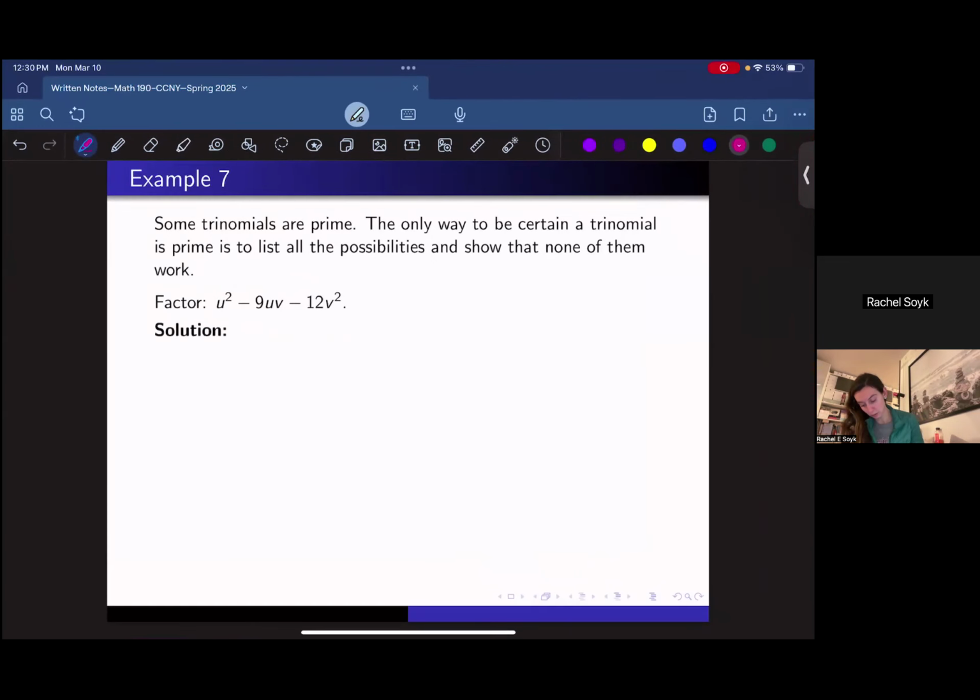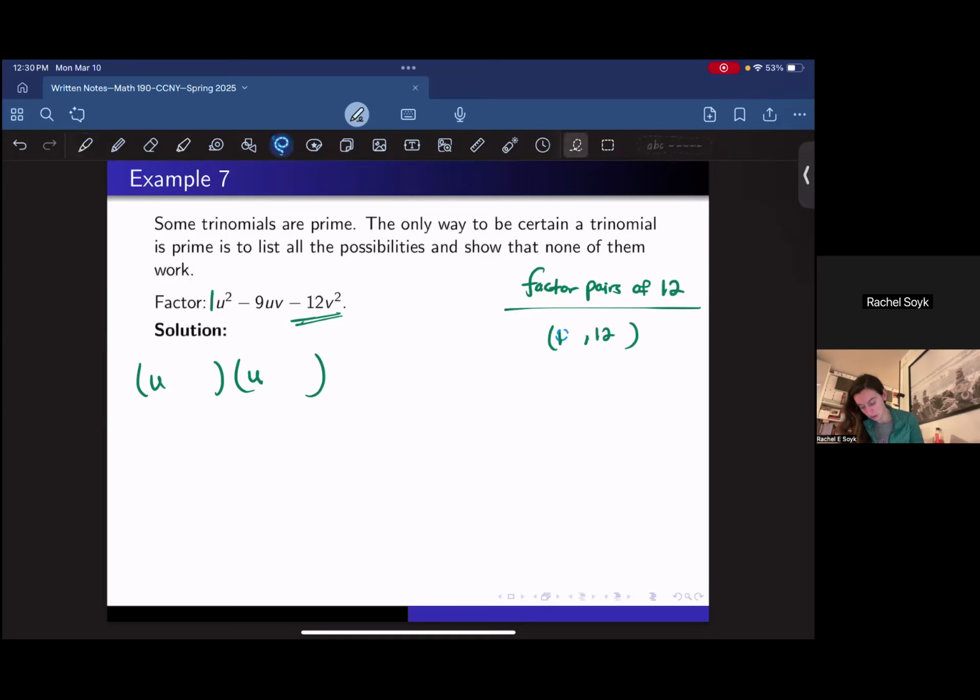So we are looking for, once again, factor pairs of negative 12v squared. Our coefficient of u squared is just 1, so it should look in the form of something like this. But now let's look for our factor pairs. And again, start off easy. Factor pairs of 12: 1 and 12, I'll leave some space in between, we have 2 and 6, we have 3 and 4, and we're done.